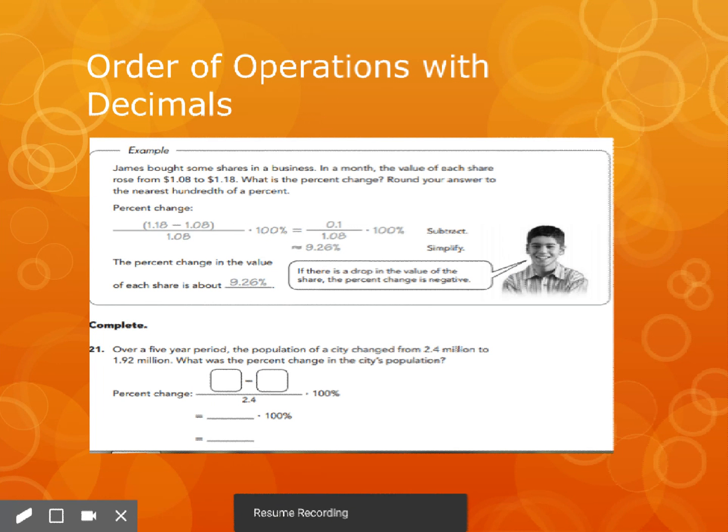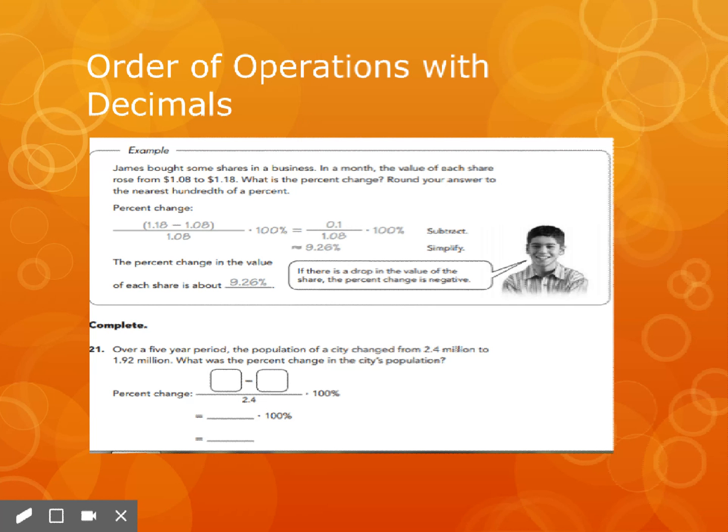Okay, so just some more examples here with order of operations. So James bought some shares. So they're just showing the math for you. I want to go ahead and do number 21 right away. So 21, over a 5-year period, the population of a city changed from 2.4 million to 1.92 million. What was the percent change?